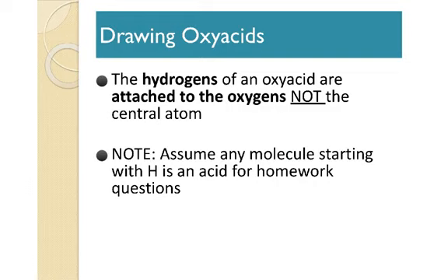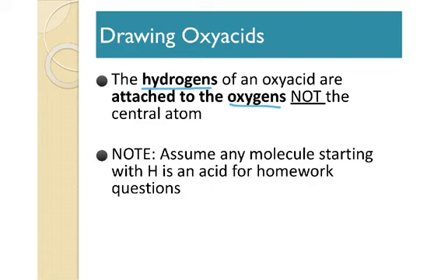There's one more type of picture we're going to practice, and that is oxyacids. So oxyacids are hydrogen bonded to a polyatomic ion. And when it comes to oxyacids, the hydrogens are going to bond to the oxygen, not the central atom. And that's the key to drawing oxyacids. We'll do an example of that in a moment, but just a note for homework: when you see any molecules tonight for homework that start with an H, you're going to assume that those are your acids.